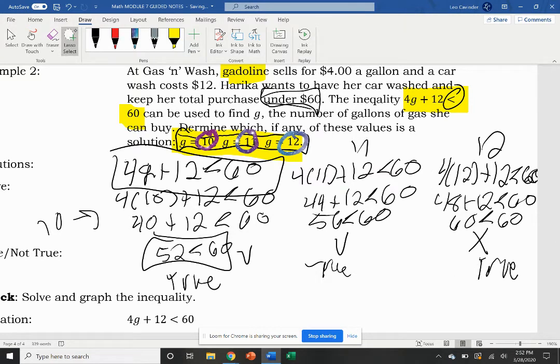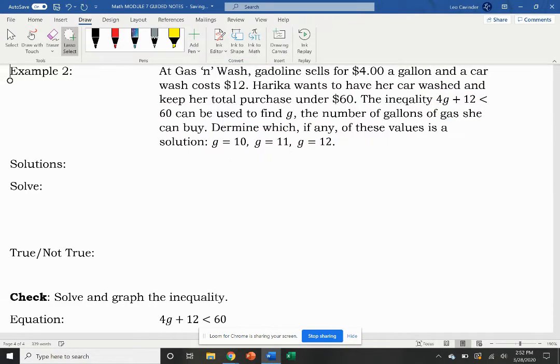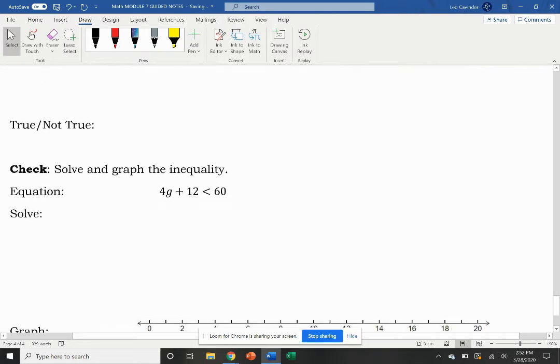I'm going to do lasso select just to get everything. There we go. Oops, I'm still on lasso select.